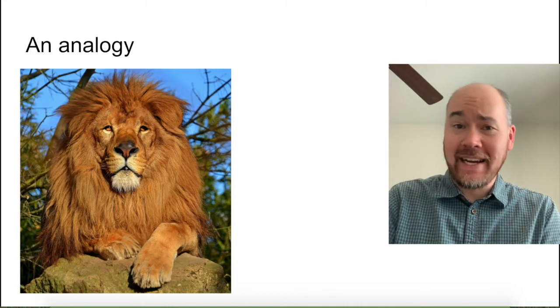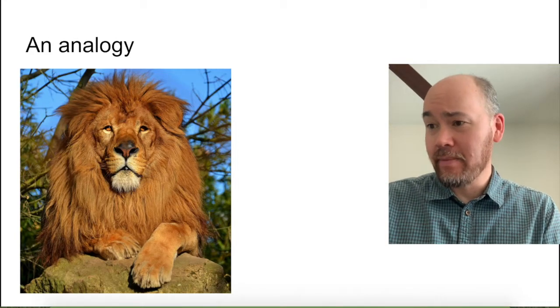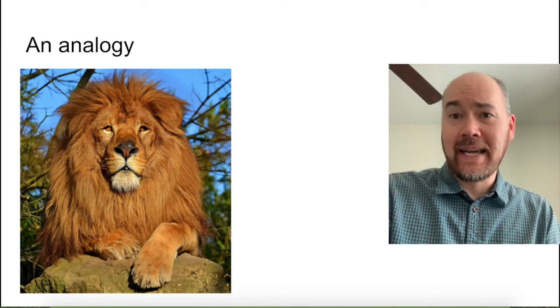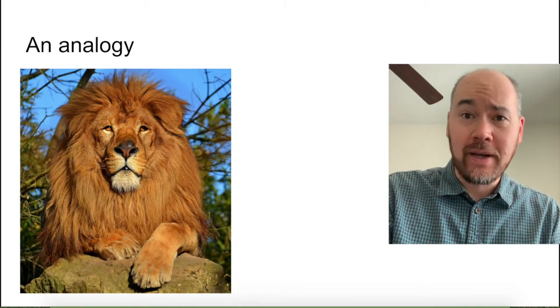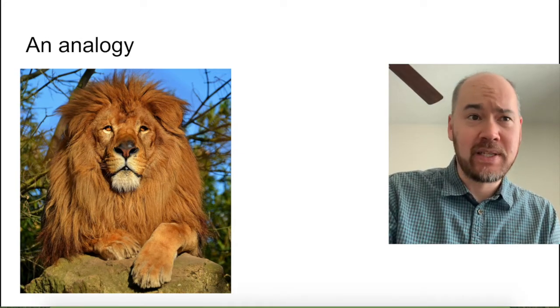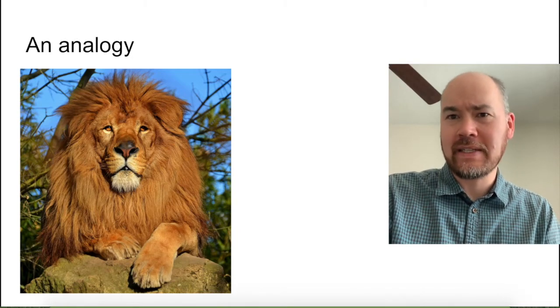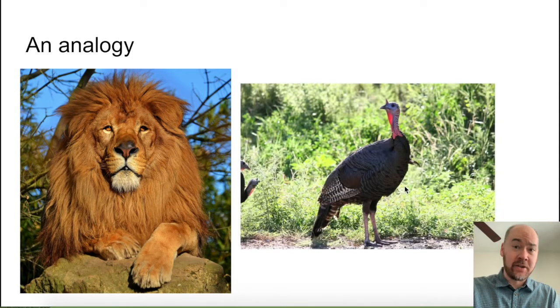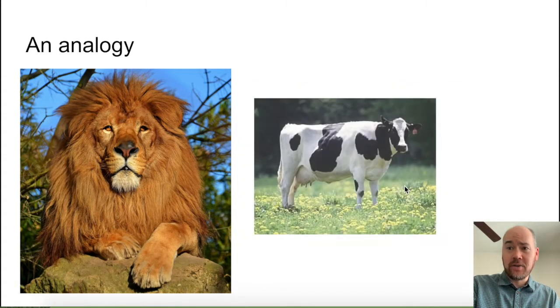So an analogy that I like to use, and I use this with my English students too, is that a lion is a carnivore. A lion can eat any kind of meat besides kinds that are toxic or poisonous. So it could eat a turkey, right? Lions can eat turkeys, probably. They don't occur in the wild together, but if a lion for some reason found a turkey, it could eat it. A lion could also eat a cow.